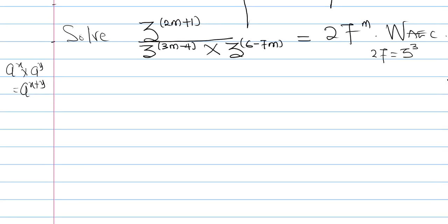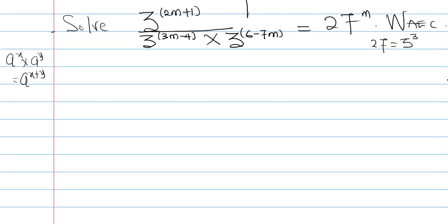Can you solve this question? Let's start. Now we have 3 raised to the power (2m plus 1) over this one, everything equal to 27. Don't forget that 27 is equal to 3 raised to the power 3.